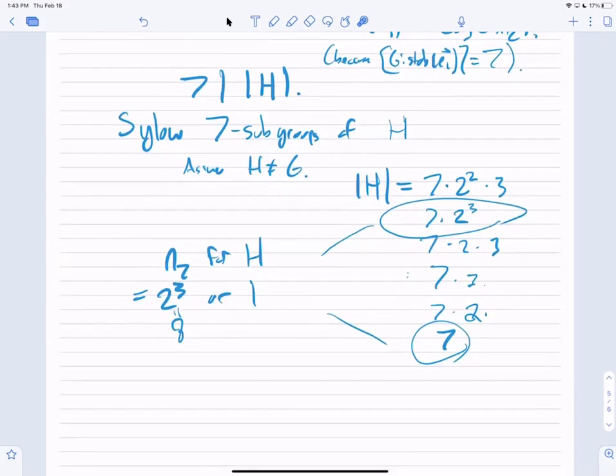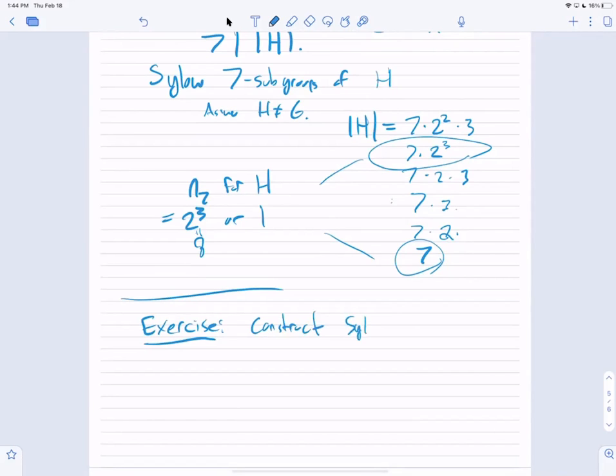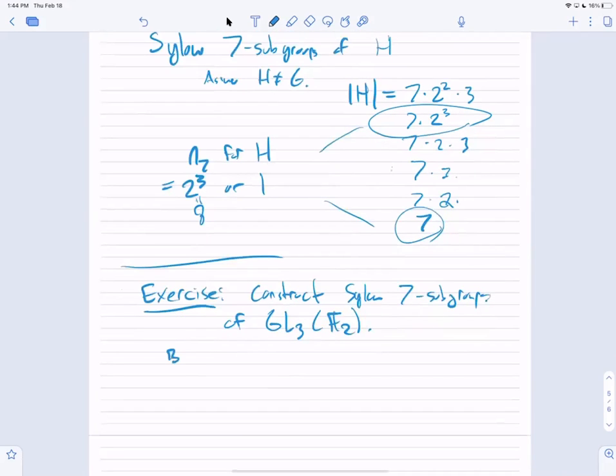I'm running a little bit out of time, so let me just say it quickly. Construct Sylow 7 subgroups of GL3 of F2 by constructing a degree 3 field extension of F2.